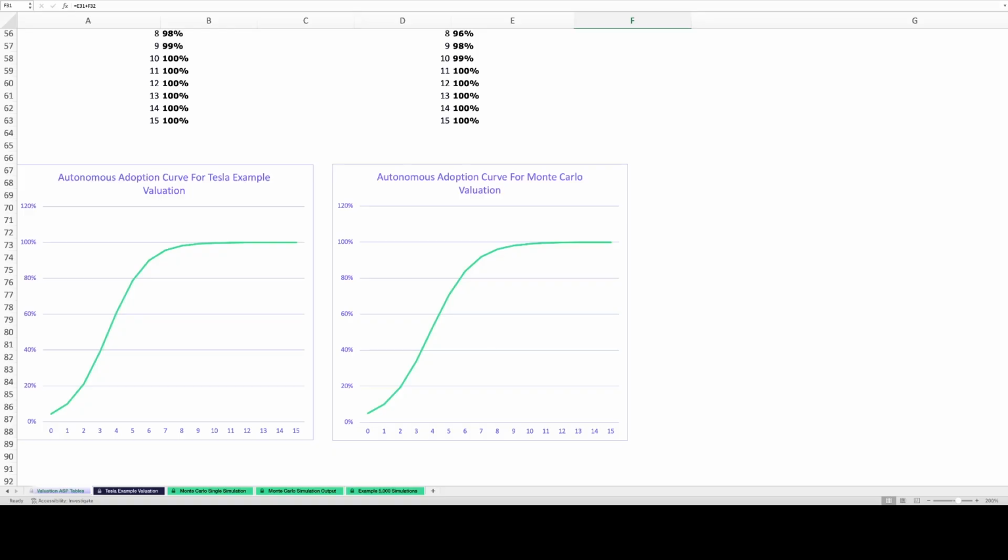For example, my FSD take rate on Tesla, the closest approximation here in terms of autonomy adoption, in the base case, peaks close to 80% toward the end of the decade, and in the bull case, peaks at about 99% toward the end of the decade. So, similar timeline, similar adoption curve.